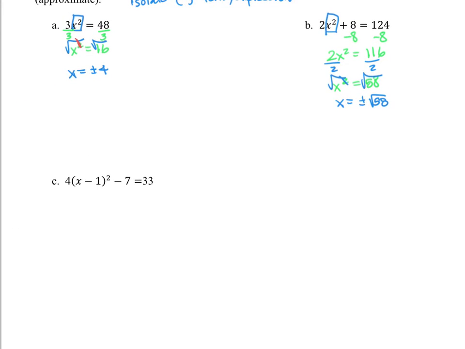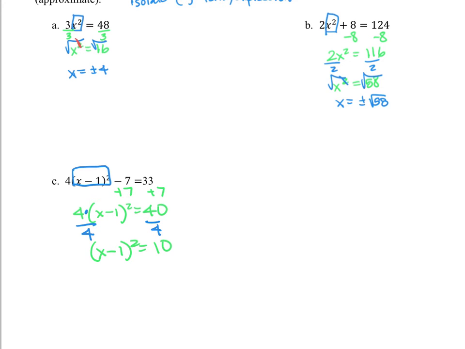Okay, for letter C, this is what we want to isolate, that expression that is squared. So in order to do that, the first thing we need to do is take care of that 7. So we're going to end up having 4 times (x minus 1) squared is equal to 40. Now this is being multiplied there. We want those parentheses and the squared to be isolated. So here we divide by 4. So we have this is equal to 10.